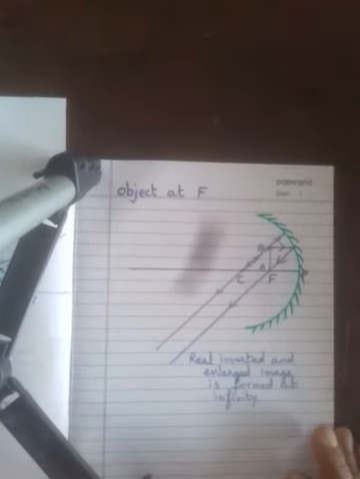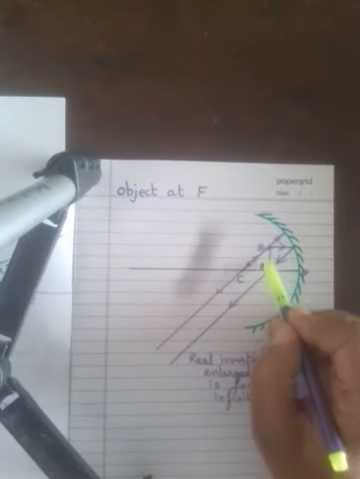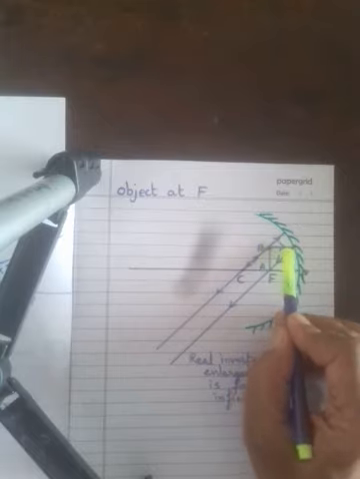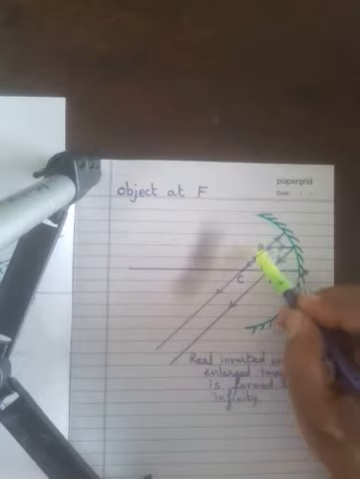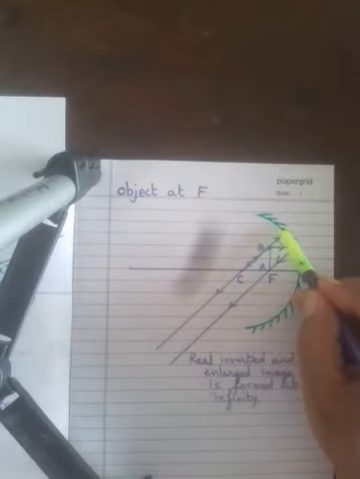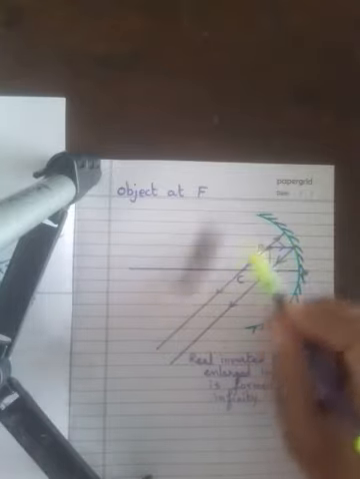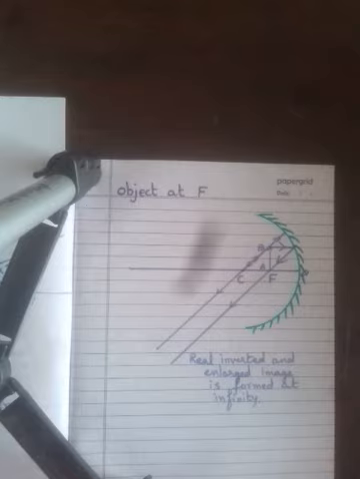Today we saw when the object is placed at F. At F I have placed the object AB. One ray parallel to the principal axis gets reflected passing through the focus. Another ray passing through the center of curvature gets reflected back along the same line. You can see both the rays are parallel, so they will meet at infinity, and since they meet at infinity, a real, inverted and enlarged image is formed at infinity.